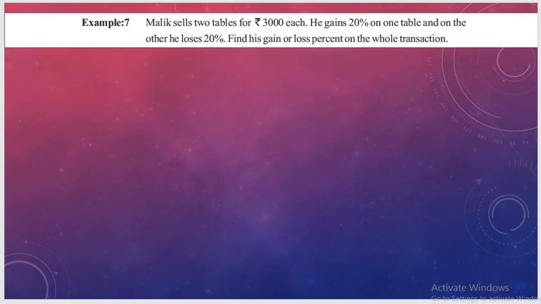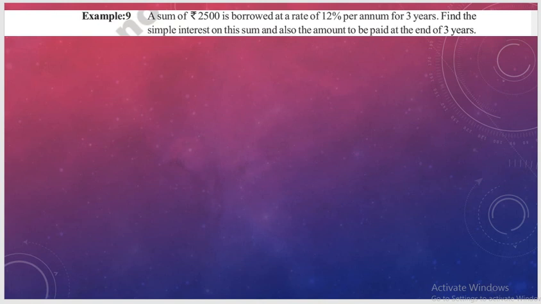See, Malik sells 2 tables for 3000 each. He gains 20% on one table, and on the other he loses 20%. So for both the tables, he has a 20% gain on one and a 20% loss on the other. Then what do you think, whether he got gain or loss on the whole transaction? See, he is gaining 20% on one table and losing 20% on the other table. That means whether he got profit or loss.